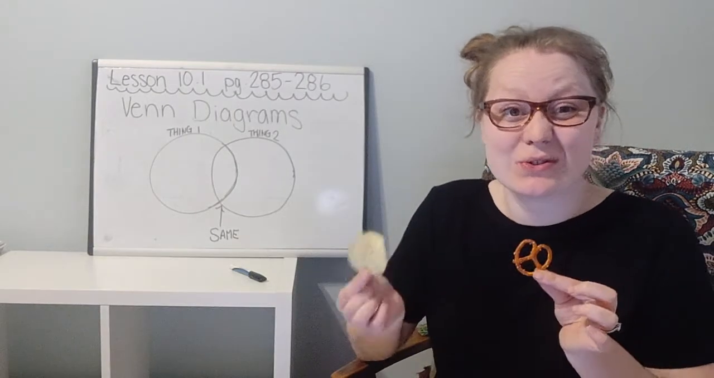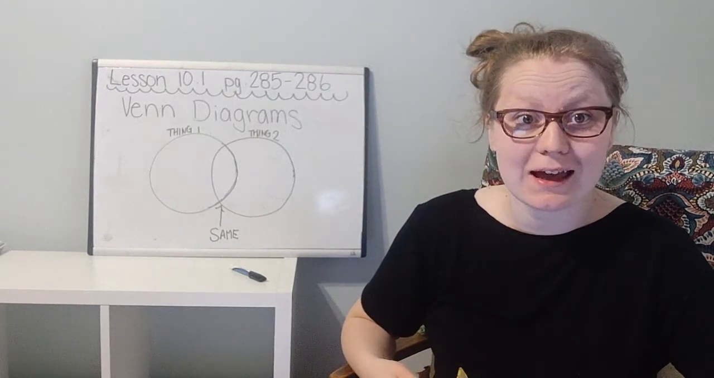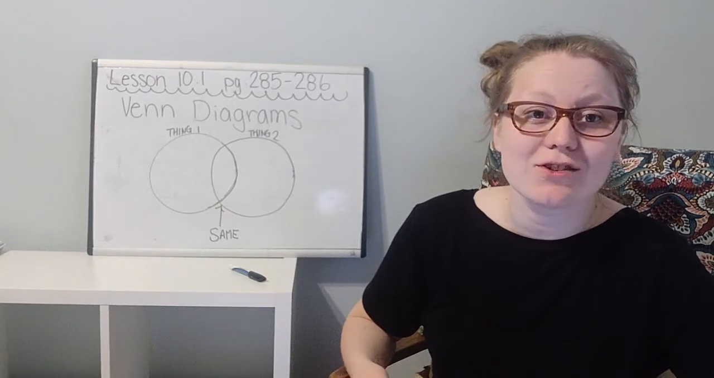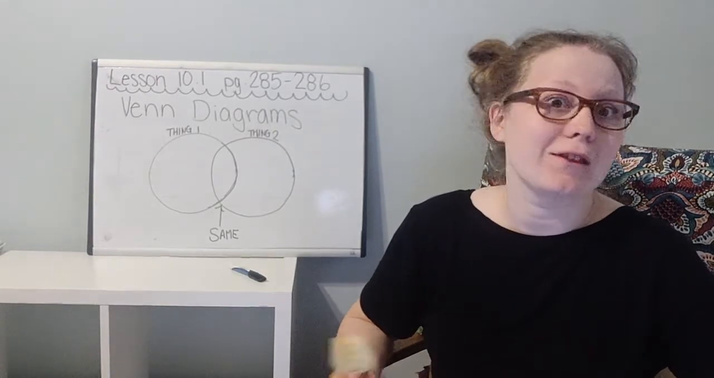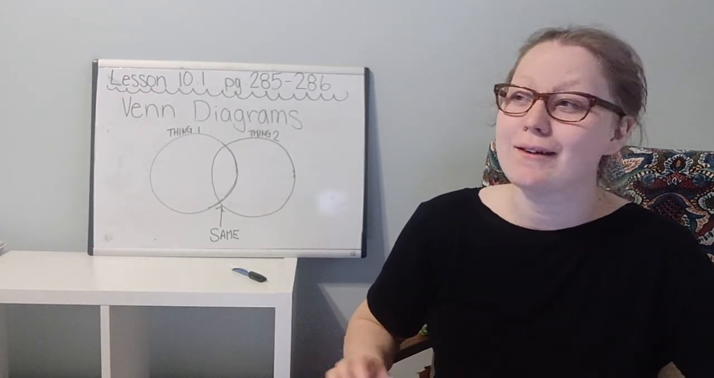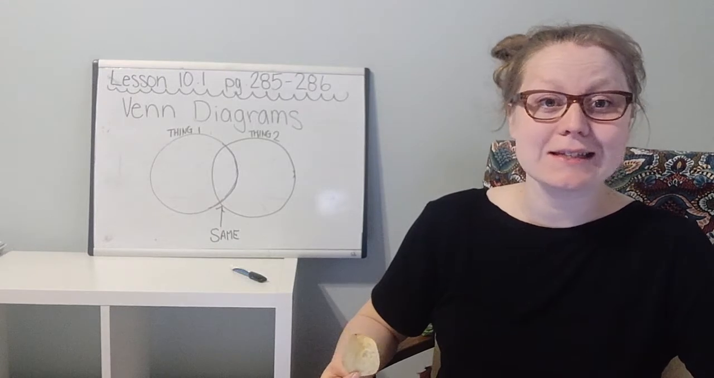Now that I've described my two things, I want to think about the Venn diagram that I have. A Venn diagram helps us organize information, and so do all of the different graphs that we're going to learn about as well. Maybe that's part of why I like graphing so much. It helps us organize our thoughts and our ideas.